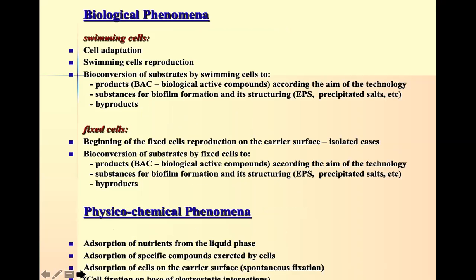So these are the biological phenomena. Cell adaptation, obviously swimming cells. There are two types of cells, swimming cells and fixed cells, because already monolayer is formed. So swimming cells, the phenomena are like the previous one, and fixed cells, beginning of the fixed cells reproduction on the carrier surface, isolated case, and conversion of substrates by fixed cells, that is products, biologically active compounds they produce.